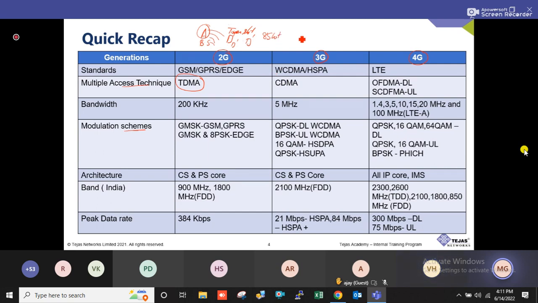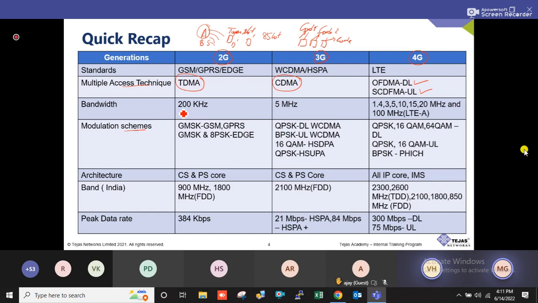Similar to that, in CDMA we differentiate each user not by time, not by frequency, but purely based on code. So this user might have code 1, let's say, this user will be code 2, this user will be code 3. Whereas in LTE, as we discussed, it is OFDMA in downlink and SC-FDMA in uplink. I'll explain about these things today, so I don't want to get into those aspects now.